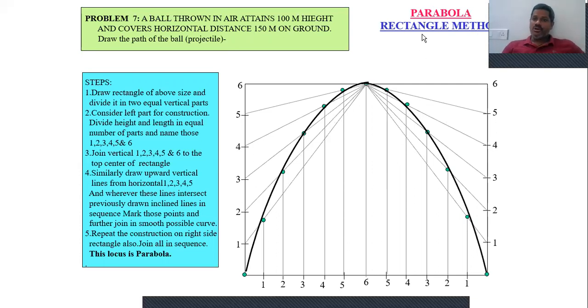So this method is called only the rectangle method. We cannot call this method the tangent method. Please note this point. We are going to call this method only the rectangle method, because we have not obtained the curve from tangents. In this case, we have obtained the points, and from those points we have drawn the curve. That curve is a parabola here. So this parabola, we are not going to call the tangent method. We will call this the rectangle method only. Please make this correction.